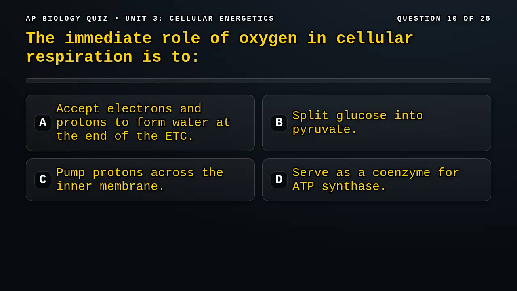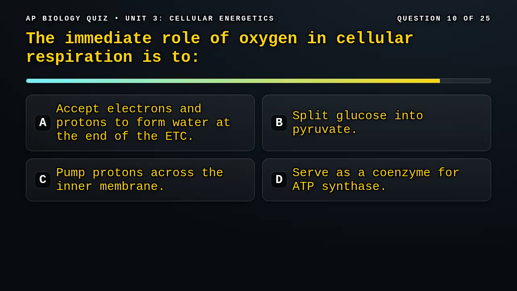Question 10. The immediate role of oxygen in cellular respiration is to: A. Accept electrons and protons to form water at the end of the electron transport chain. B. Split glucose into pyruvate. C. Pump protons across the inner membrane. D. Act as a coenzyme for ATP synthase.